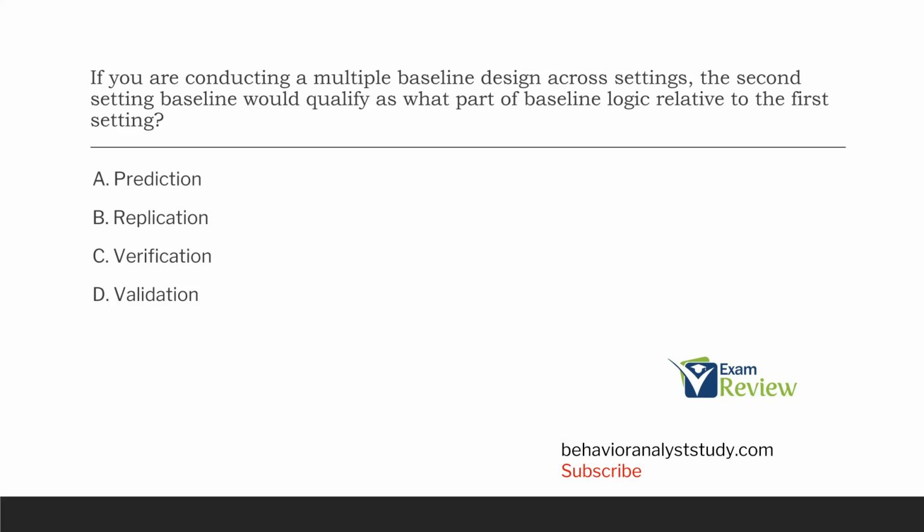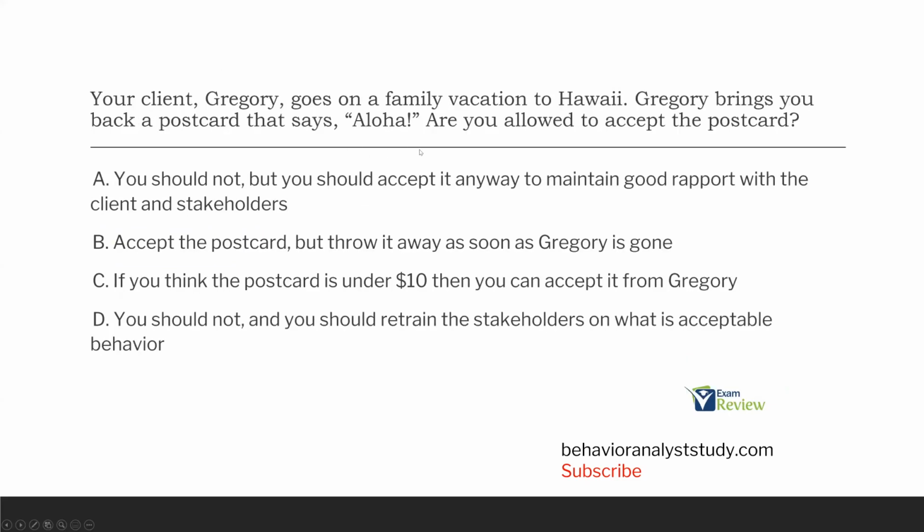Remember, prediction: we're predicting this is what the baseline would look like if I didn't intervene. Verification: we're just verifying that prediction of the baseline. And then replication: we're replicating our interventions. So if you keep that in mind, even draw it out if you have to. You can see we predict our first baseline and then we verify it in our second baseline. So a second setting baseline would qualify as what part of baseline logic? Well, verification.